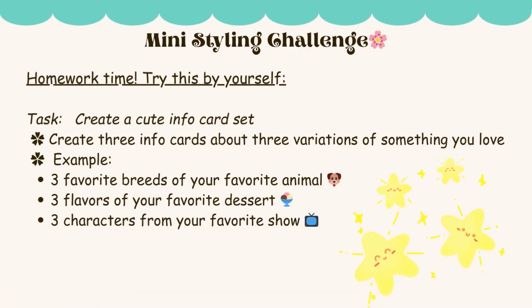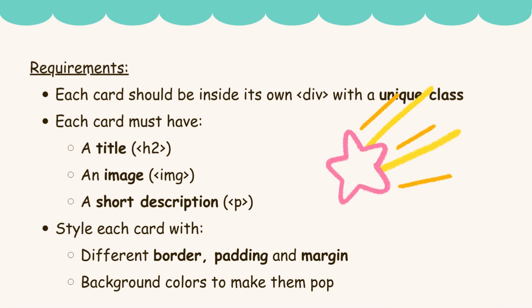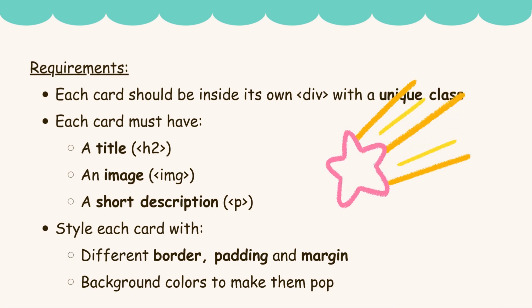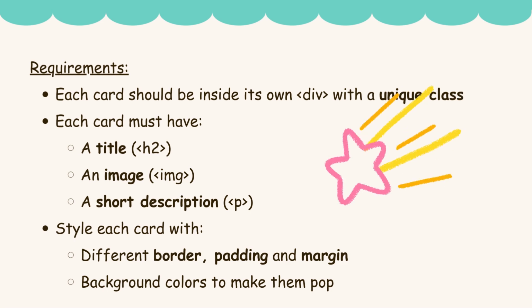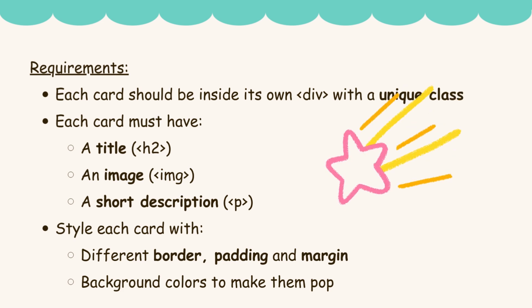It's homework time. Your task is to create a cute info card set. Pick something you love and make 3 variations of it. For example, 3 favorite breeds of your favorite animal, 3 flavors of your favorite dessert, or 3 characters from your favorite show. Each card should be inside its own div, with a unique class. Each card must have a title, an image, and a short description. And style each card with different padding and margin, and background colors to make them pop.